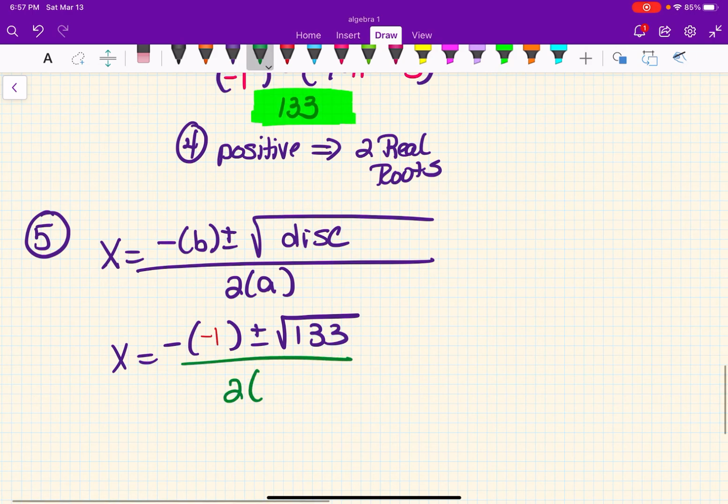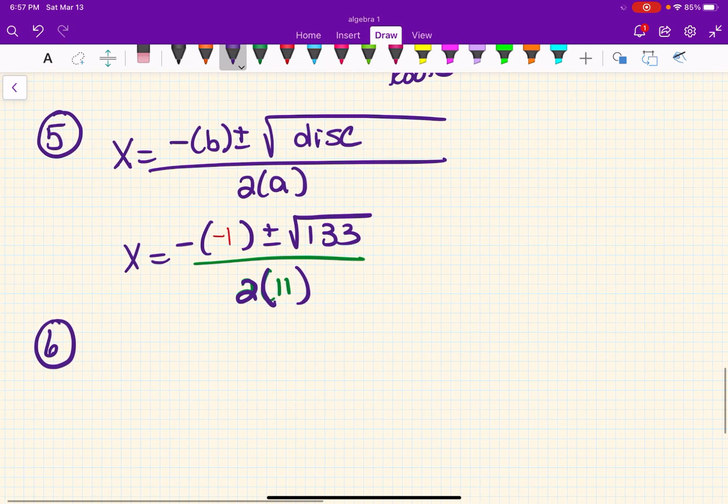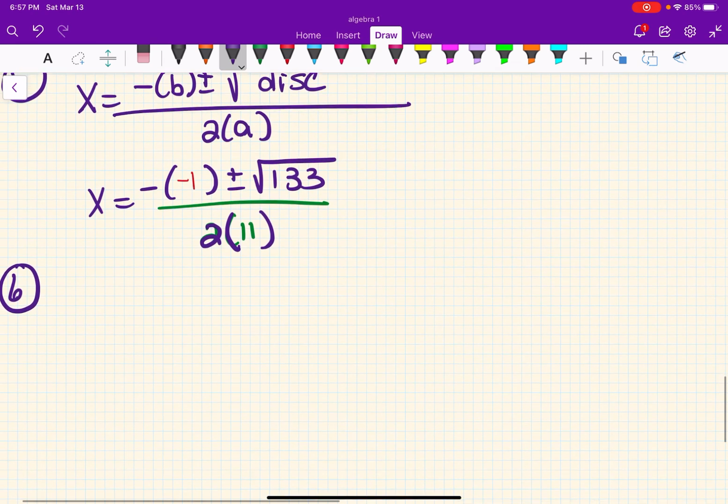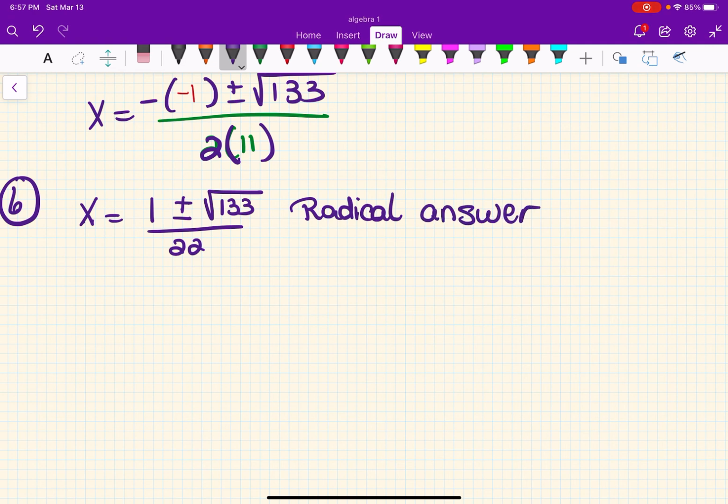Oops, I can't remember a, so I'm going to go back up. Oh, it's 11. So that's, oh, I did the wrong color. 2 over, okay, that's step 5. Step 6 then is to simplify it as much as you can at this point. So at this point, I can do x equals 1 plus or minus, I don't know the square root of 133, so I'm going to leave it like this, over 22. Okay, so this is our radical answer. You're allowed to give me, and in fact, on the test, you have to give it to me 2 ways. This is our radical answer before we finish it to get a decimal.